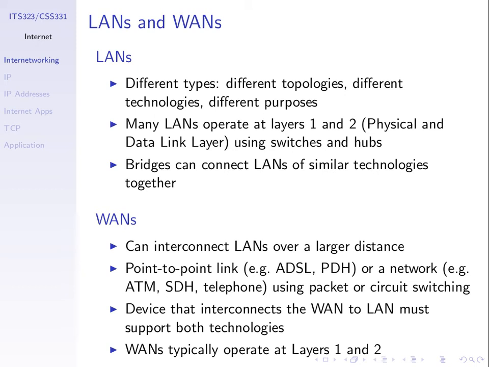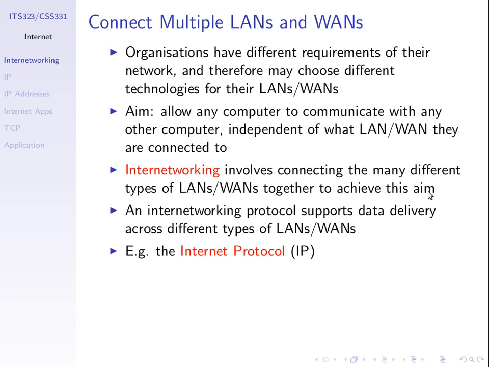What we would like is to be able to connect a device from any LAN technology and allow it to communicate with a device on any other network. That's our aim. We want to be able to connect multiple LANs and wide area networks together, allow any computer to communicate with any other computer, independent of what technology they use. And that's important. And we'll say that the process for doing this we'll call internetworking. So we'll spend some time through an example showing that.